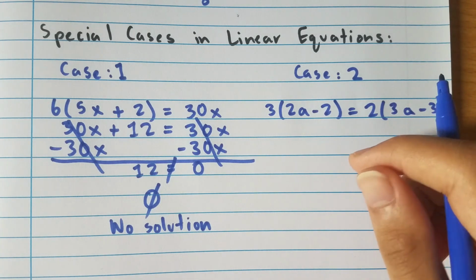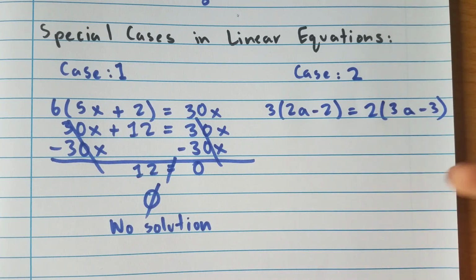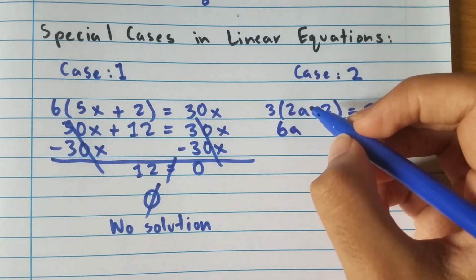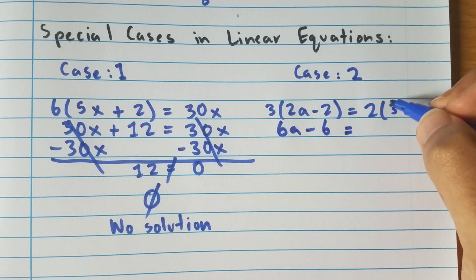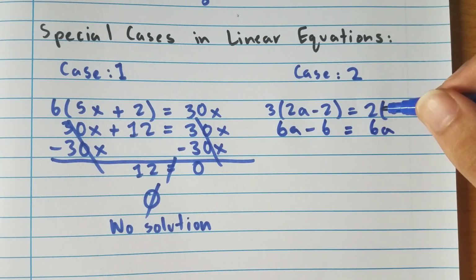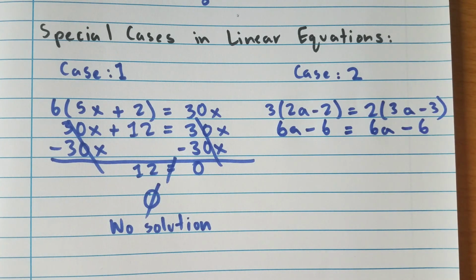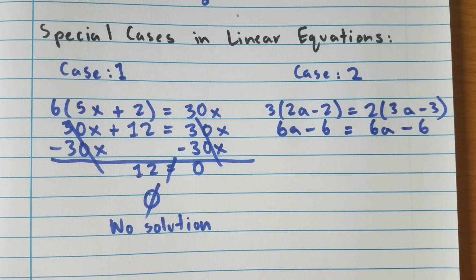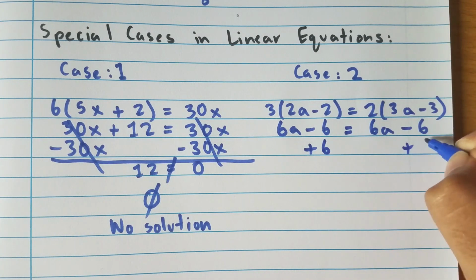So here we can see there's a distributive property that should be applied on both sides of the equation. So if we do that, we get 3 times 2a, which is 6a, and then 3 times negative 2, which is negative 6, equals, and then 2 times 3a, which gives us 6a again, and then 2 times negative 3, which is negative 6. Looks fishy, doesn't it? We have 6a minus 6 equals 6a minus 6. So it's the same.